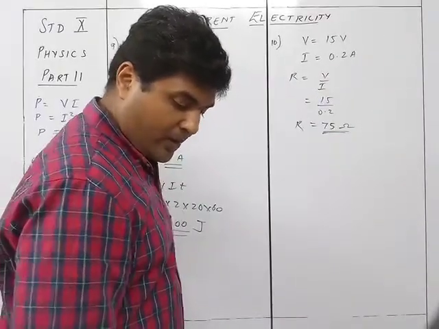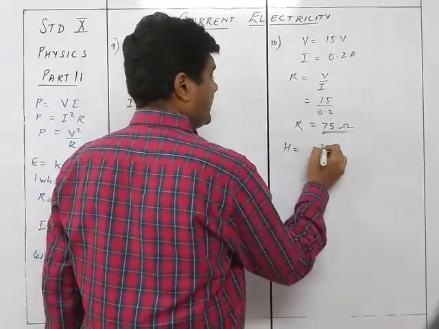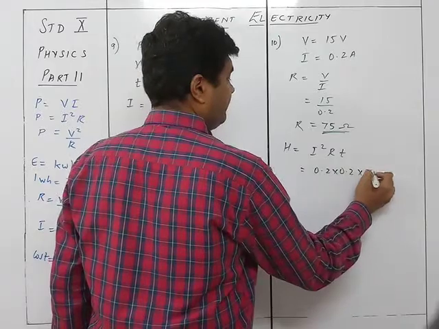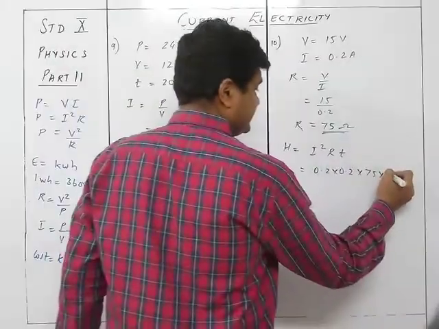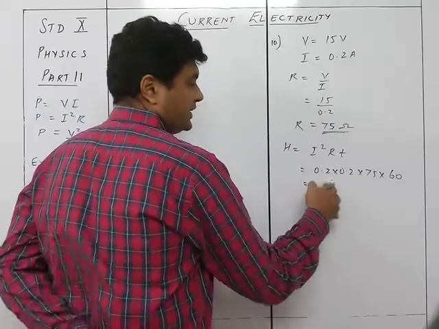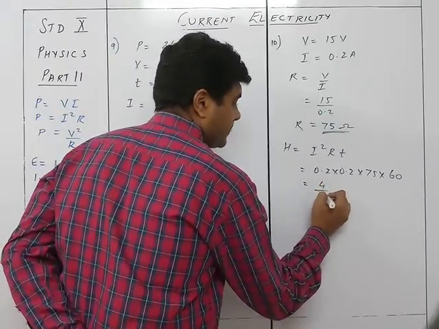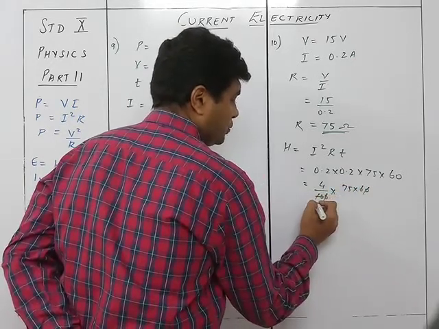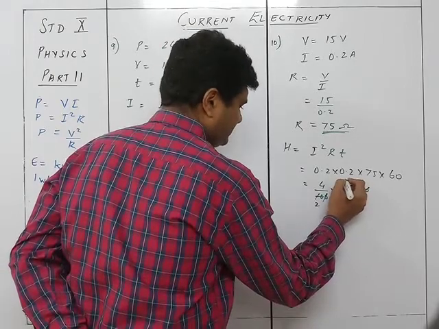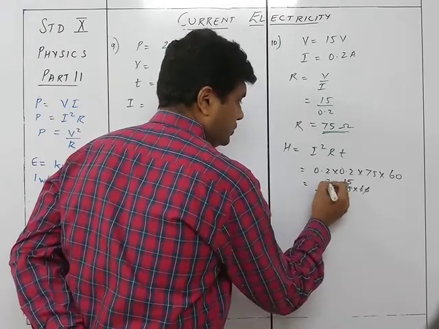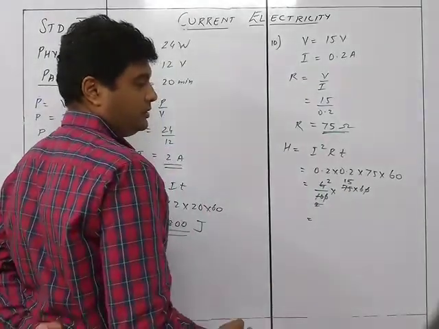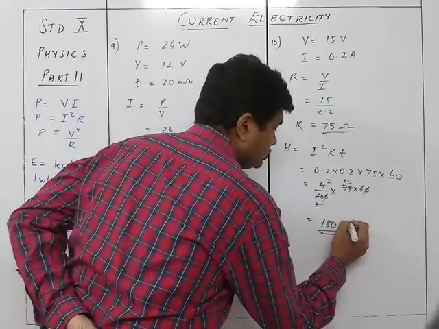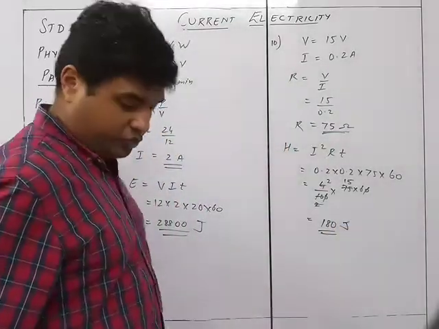Heat produced in 1 minute. So H is equal to I square RT. I is 0.2 into 0.2 into 75 into T, where T is 1 minute, so 60 seconds. So that is nothing but 4 upon 100 into 75 into 60. Zeros cancel, and the calculation gives 180 joule. So the heat will be 180 joule.